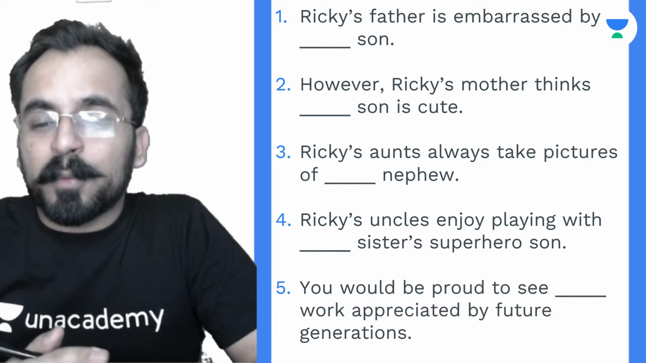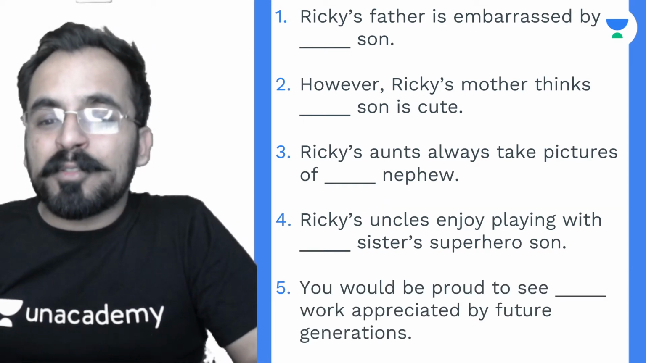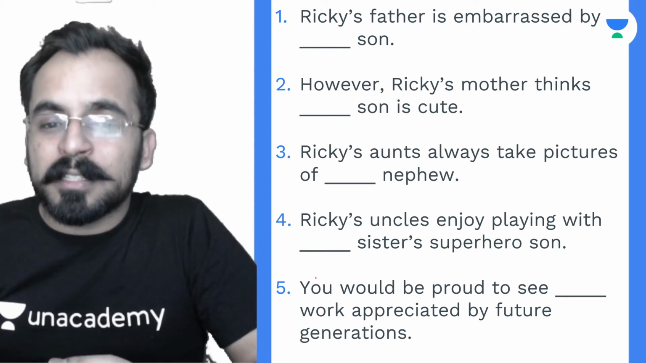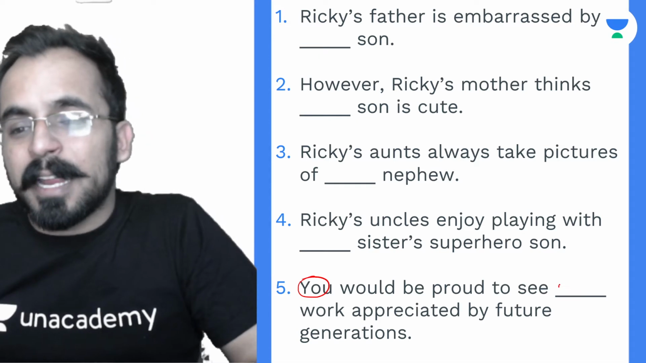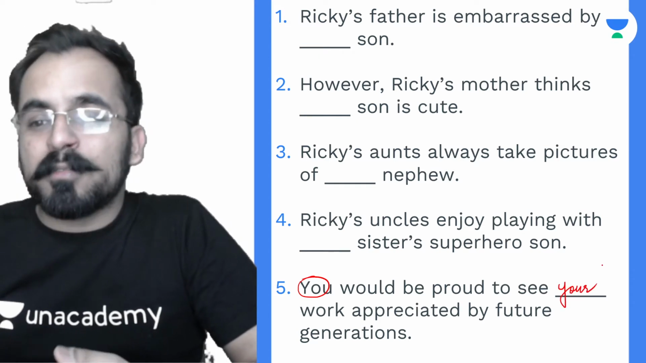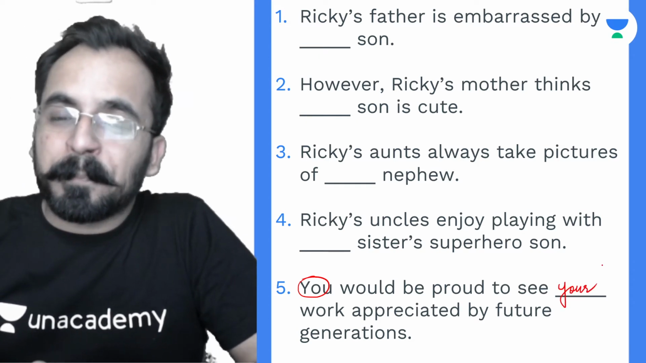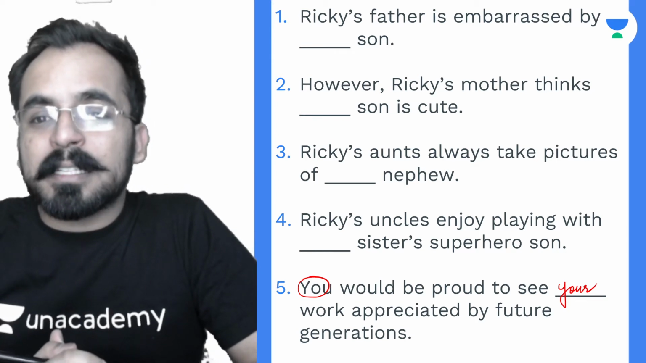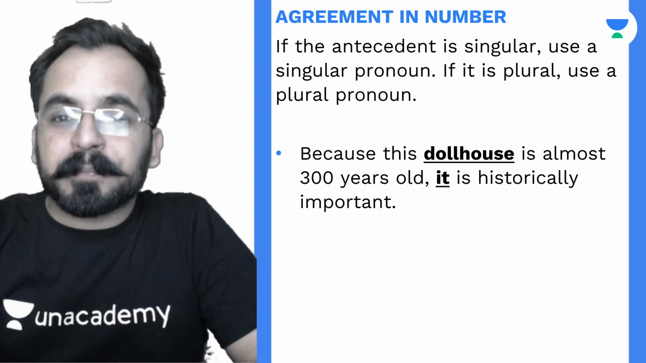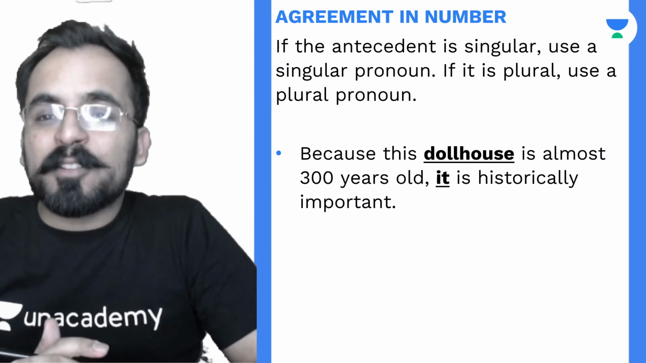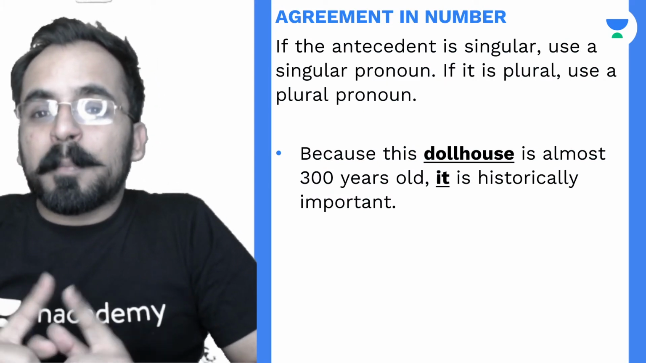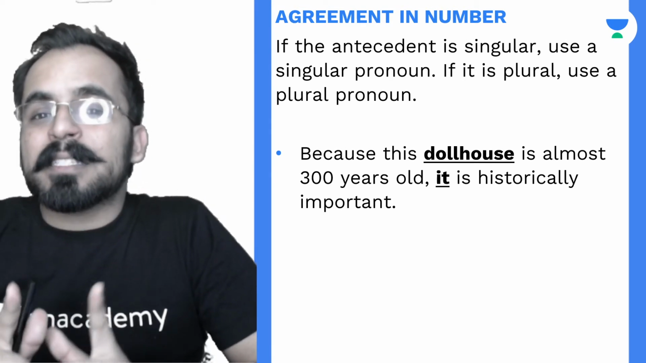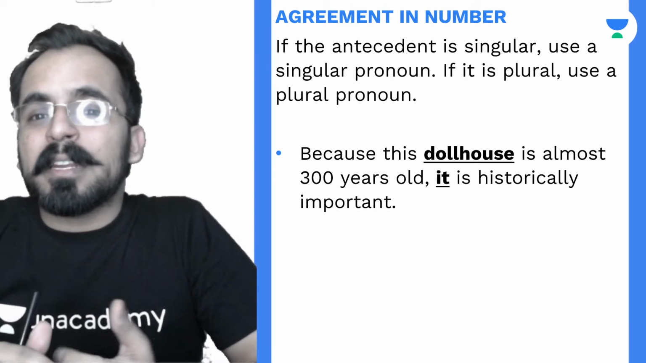Look at the fifth one. You would be proud to see dash work appreciated by future generations. You is the antecedent and you need the pronoun your work. So that is the basic idea of pronoun antecedent agreement. Now, as I told you, the pronoun and the antecedent must agree in number as well as gender. Let's talk about agreement in number first.